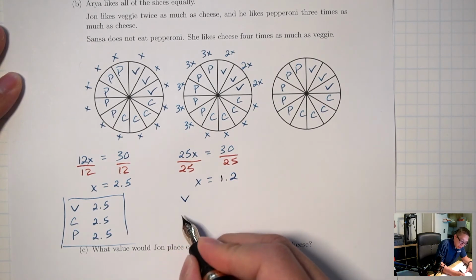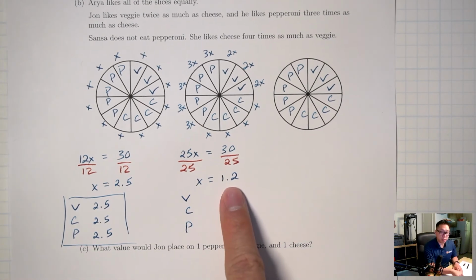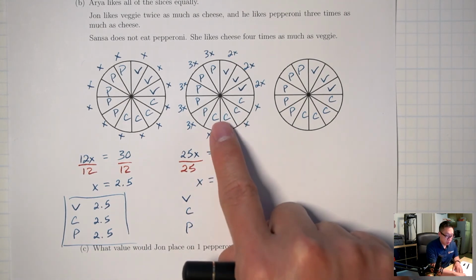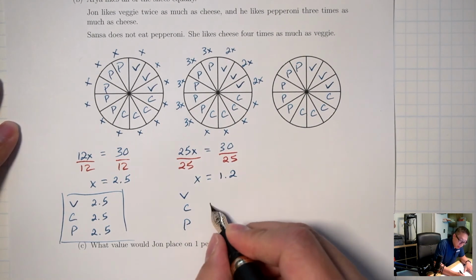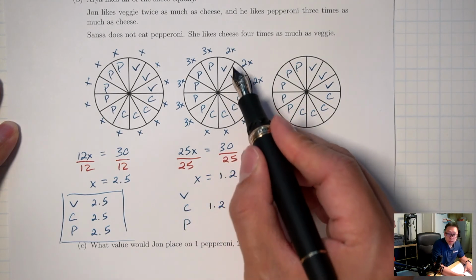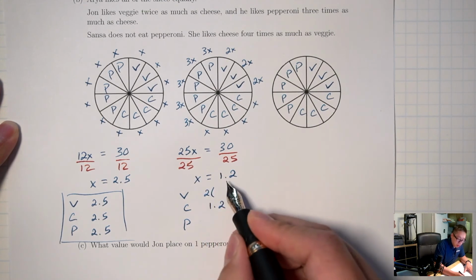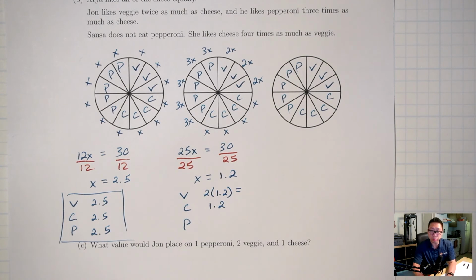Okay, we have veggie, we have cheese, we have pepperoni. Now, 1.2 is the value of which slice? So 1.2 is x. Okay, which slices did we label with regular x? Cheese, right? So cheese is regular x, so the cheeses are worth 1.2. Veggie was 2x, so the veggies are 2 times x, so 2 times 1.2. 2 times 1.2 is 2.4.